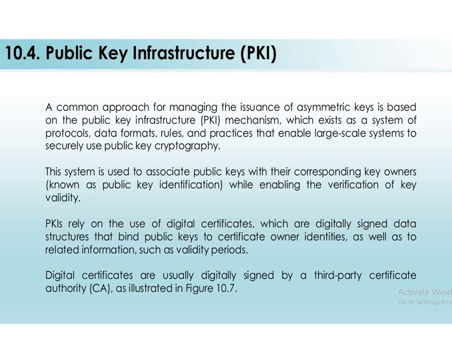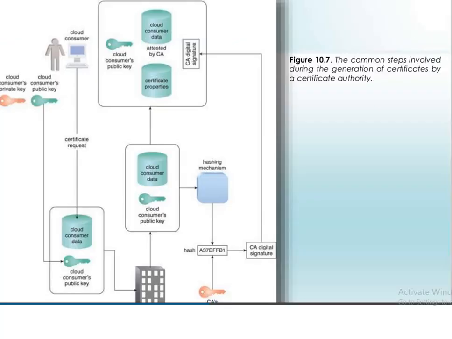PKIs rely on the use of digital certificates, which are digitally signed data structures that bind public keys to certificate owner identities as well as to related information such as validity periods. Digital certificates are usually digitally signed by a third party certificate authority, CA, as I said, as illustrated in figure 10.7. In this figure are the common steps involved during the generation of a certificate by a certification authority.